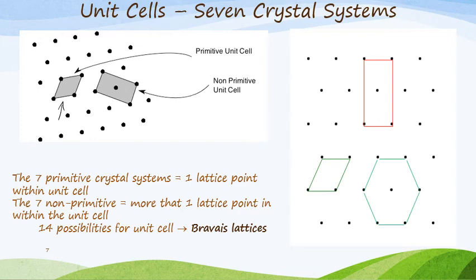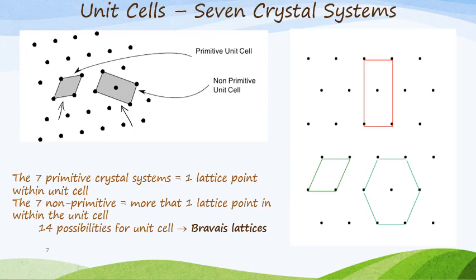In this particular case over here, we have a non-primitive unit cell because one of the lattice points is inside the lattice that we have chosen. It is possible to do this, but it's not a primitive unit cell. So in the case of the 7 primitive crystal systems, we have 1 lattice point within the unit cell, and with the 7 non-primitive crystal systems, we have more than 1 lattice point within the unit cell.